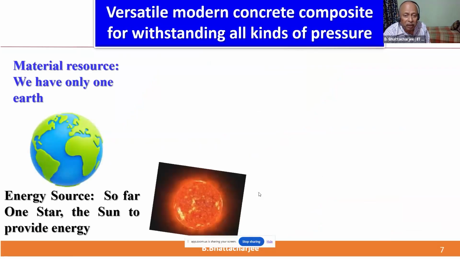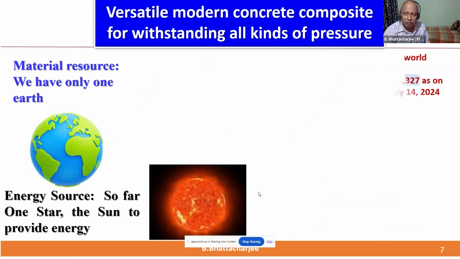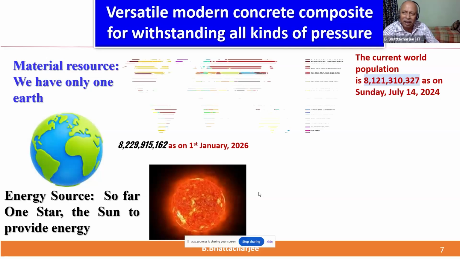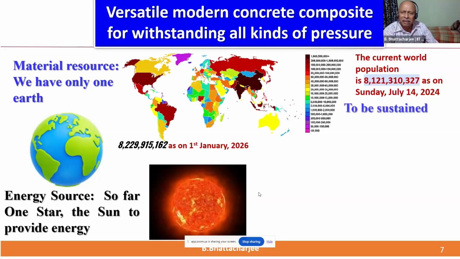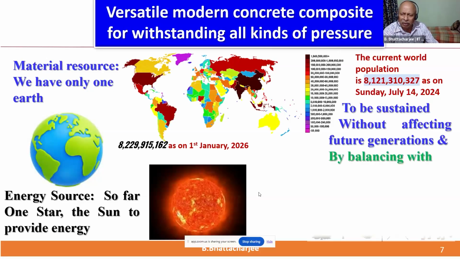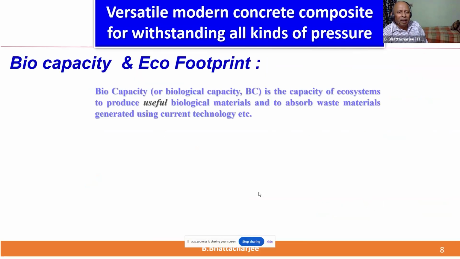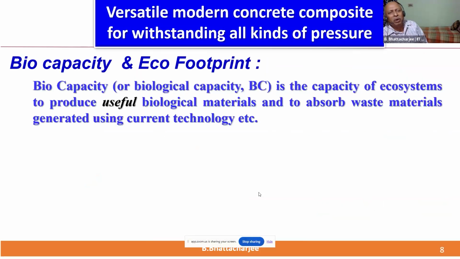Now, you see, sustainability, if we come at it, we have only one Earth, and we have only one sun, and our population on 1st January was something like this. As you can see, very large, and of course the density is shown here, but I'm not really keen on this. And we must balance with the flora and fauna to sustain this globe, the humanity, and all that. So it can be defined in terms of how many Earths do you need. If you need more than one Earth, that means it's not so much sustaining. So biocapacity of the Earth is very important.